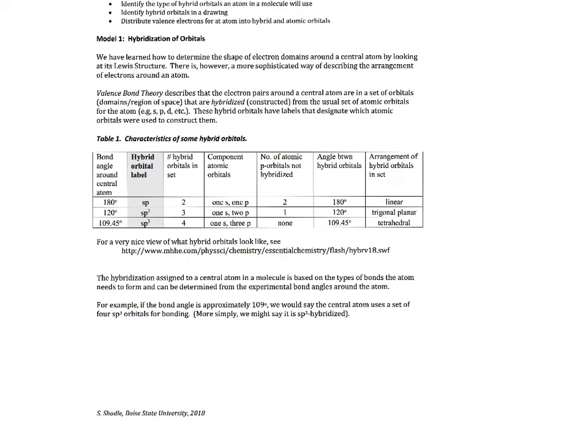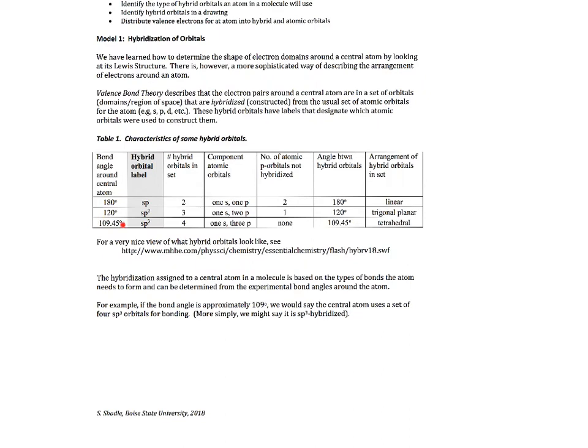If the bond angle is 120, the hybrid set is going to be sp2's. There's going to be 3 of them. They're made out of 1 atomic s and 2 atomic p's. And the number of p orbitals that aren't hybridized, because we used 2 of them, there's 1 left over. The angle between the hybrid orbitals is 120, and they're going to be in a trigonal planar arrangement.